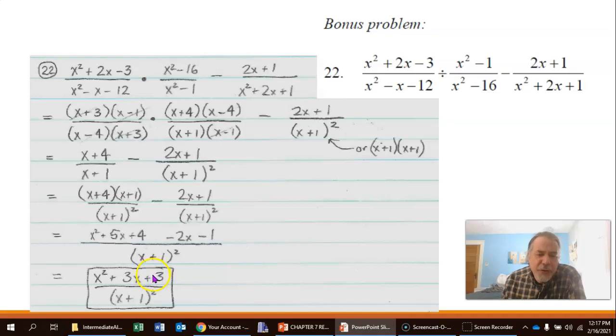That can't be factored. There's no common factors to cancel out. So that would be my final answer: x squared plus 3x plus 3 over x plus 1 squared. And it would also be possible to write that denominator as just x plus 1 times x plus 1, or to multiply it back out and write the denominator as x squared plus 2x plus 1. Any one of those would be fine.